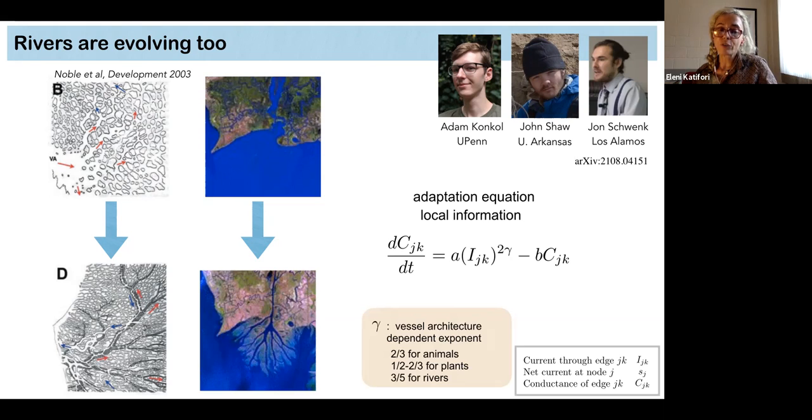For plants and animals, one can predict it. It's a scaling exponent that can be predicted from optimization principles. And for rivers, one can look at what the river looks like at steady state and how the conductance, how the width of the river, scales with the flow. And from that, one can predict the exponent for the river. So when dC/dt equals 0, then I know that the conductance will scale as I to the power 2 gamma. And we have data for rivers. So these two quantities scale for rivers. And from that scaling, we get that 3/5.